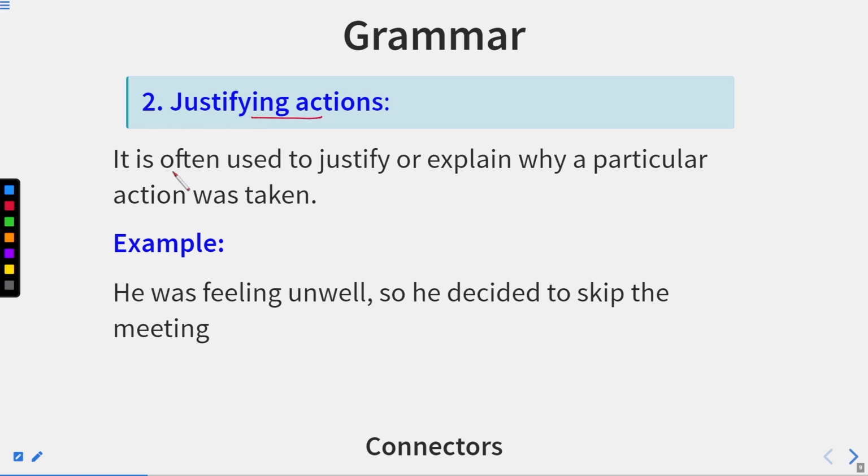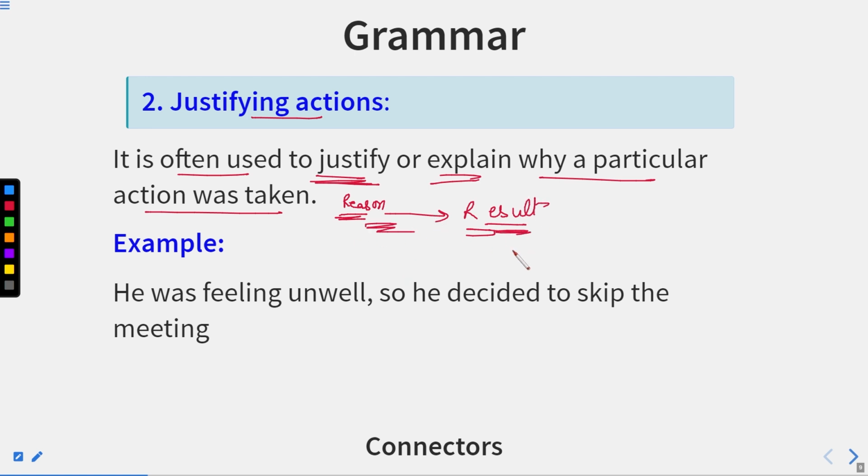Justifying actions. It is often used to justify or explain why a particular action was taken. It means whatever result we are getting, what was the reason for that, and after that the result part will be shown. This is the justification of the situation. This can be shown with the help of so. How? He was feeling unwell, so he decided to skip the meeting. So why did this happen? Just because of this. This is the cause, and the result of which is that he decided to skip the meeting. So this is the result or the outcome of the situation that he was feeling unwell.